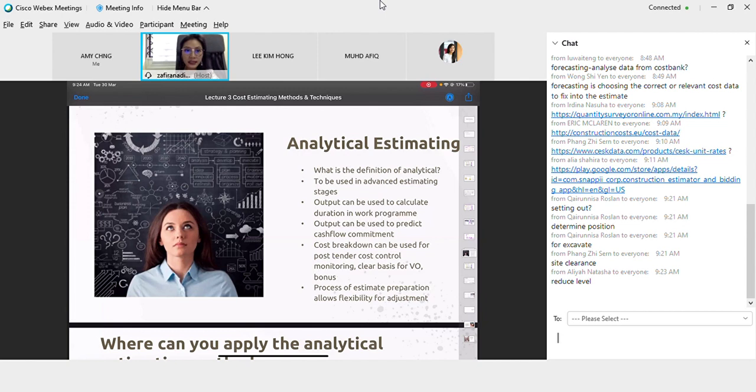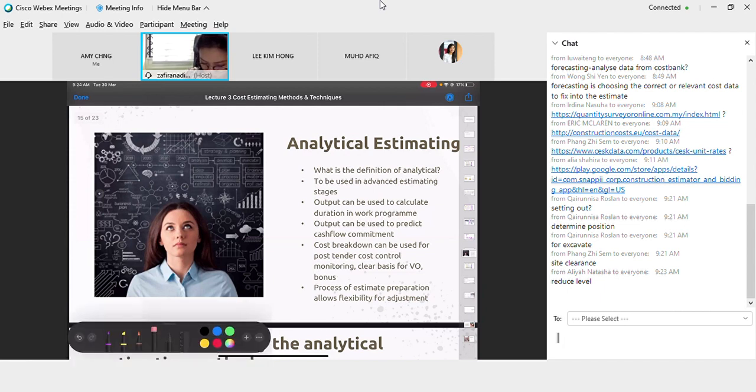Hence, masa awal kan I cakap QS yang buat estimate must be able to know not only prices, not only items, but how to construct that thing. So if you're able to construct that thing, then you are able to price every single thing of it and make sure that your estimate is accurate. Okay, so because it is detailed, it is to be used in advanced estimating stages. Okay.